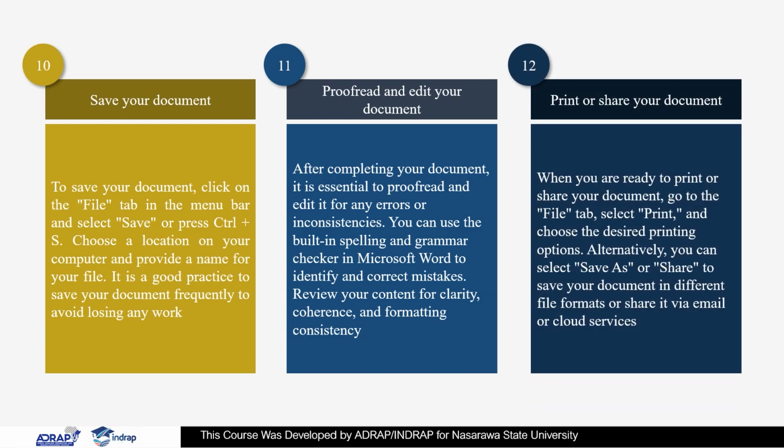Printing or sharing your document. When you are ready to print or share your document, go to the File tab, select Print, and choose the desired printing options. Alternatively, you can select Save As or Share to save your file in a different file format or share it via email or cloud services.